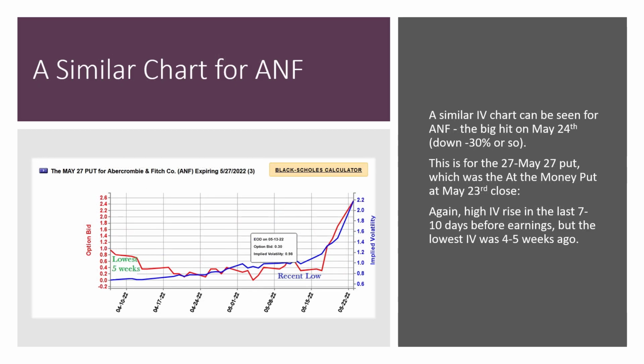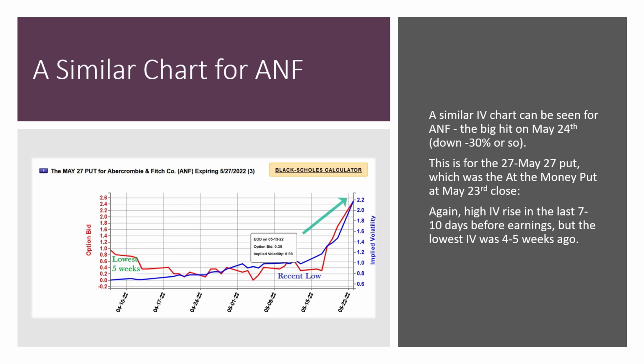And we can see a similar chart for ANF, Abercrombie and Fitch. This is the one that took that big hit on May 24th. It was down 30% or so with the complications that retailers were having during their earnings. This chart on the option research tool is for the May 27th, 27 strike put.